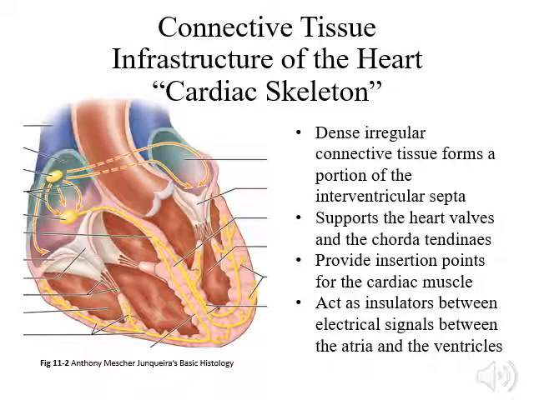Also important to the structure of the heart is dense fibrous connective tissue that forms part of the interventricular septum. It also surrounds all the valves of the heart and supports the heart valves as well as the chordae tendineae. This cardiac skeleton provides insertion points for the cardiac muscle, and it also acts as an insulator between electric signals between the atria and the ventricles, so that the correct signals are going to the correct portion of the heart.